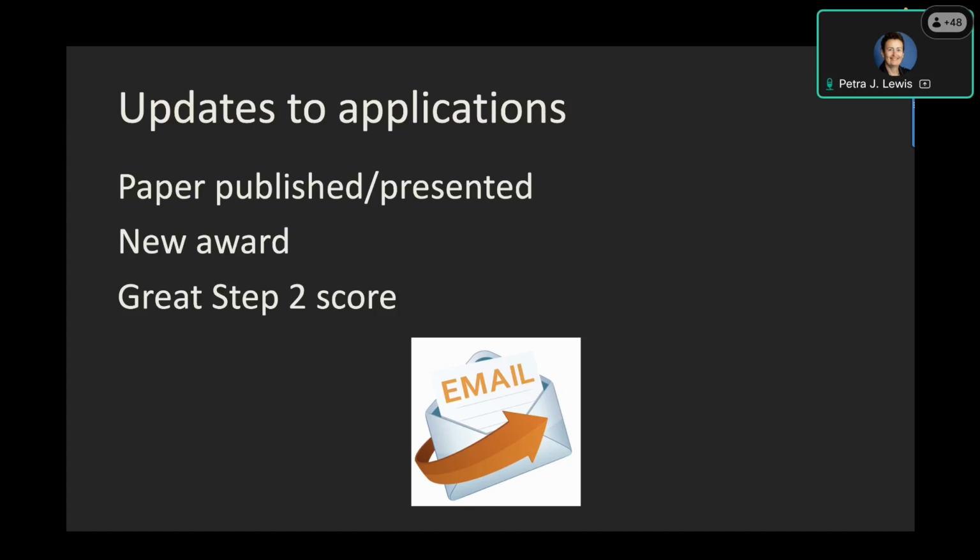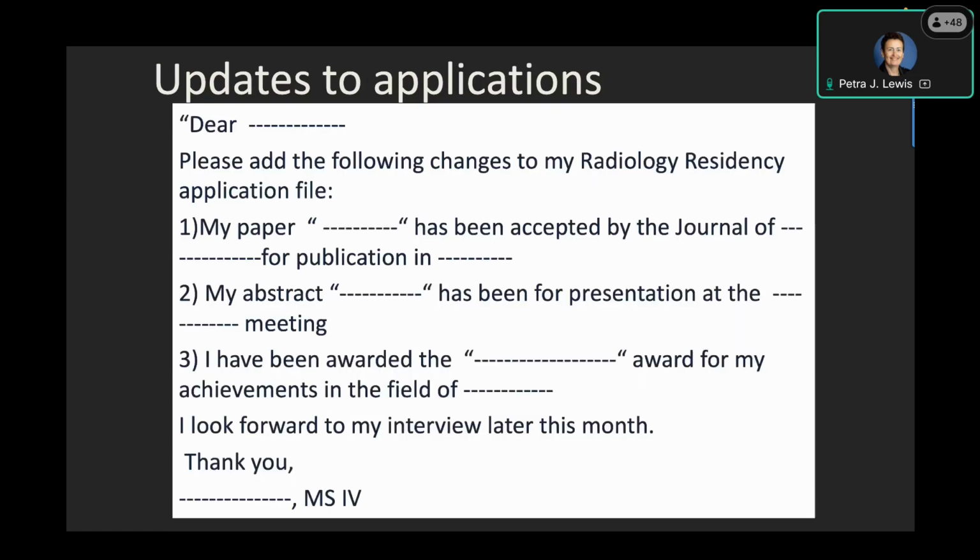If you have a significant update to your application after you've loaded to ERAS, something like a paper published or presented, or an award, or your Step 2 score wasn't in there and you got 280, then that's worth emailing out to the program directors. I wouldn't put just a blurb in. You can have a little standardized template: here's an example, and just send that out.